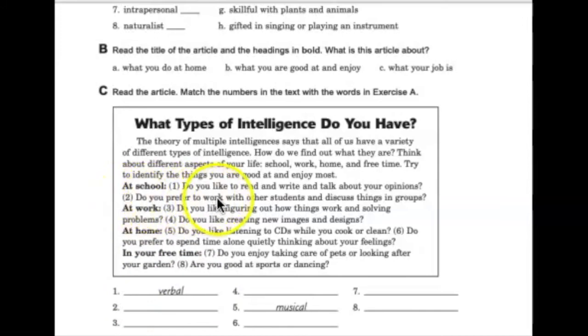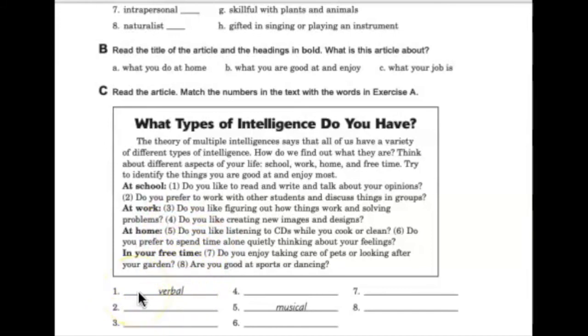Number 2, do you prefer to work with other students and discuss things in groups? What is that multiple intelligence called? You can write it next to number 2 on your piece of paper. Number 3, do you like figuring out how things work and solving problems? So down here at number 3 or on your piece of paper, write what kind of intelligence that is. And work all the way through 4, 5, 6, 7, and 8. And then we'll go through our answers.